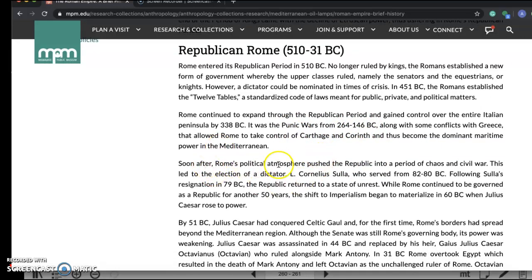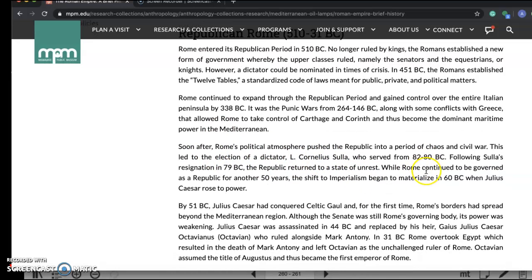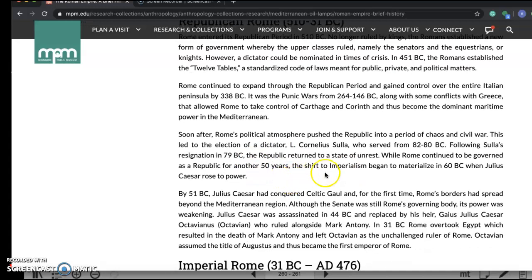Soon after, Rome's political atmosphere pushed the Republic into a period of chaos and civil war. This led to the election of a dictator, L. Cornelius Sulla, who served from 82 to 80 BC. Following Sulla's resignation in 79 BC, the Republic returned to a state of unrest or anarchy.